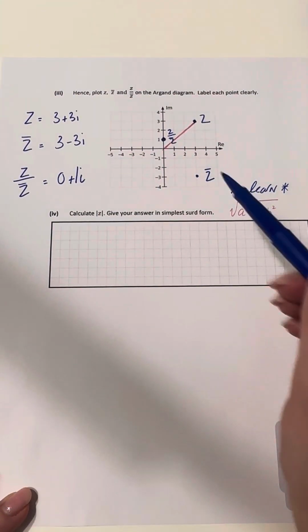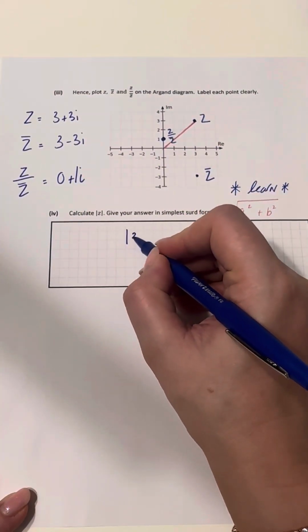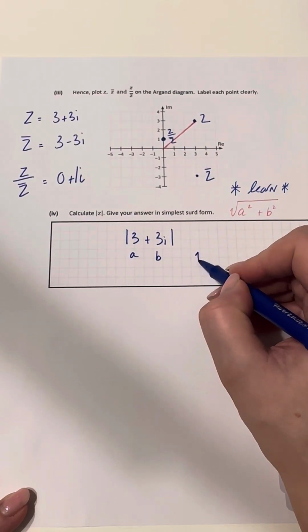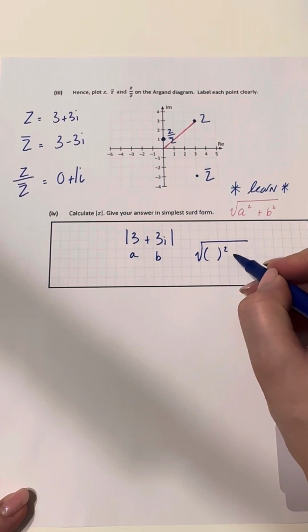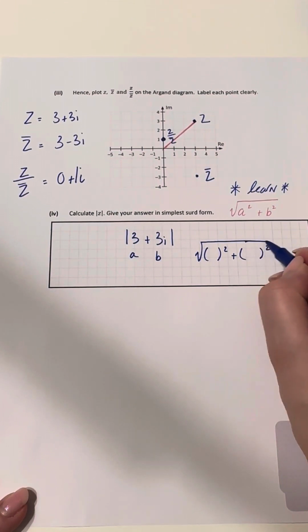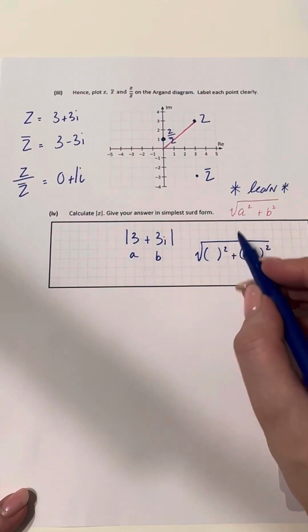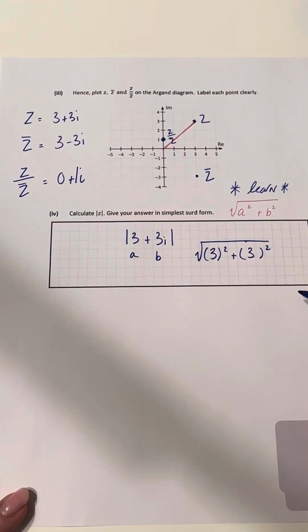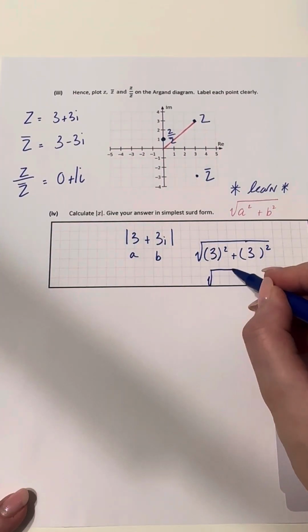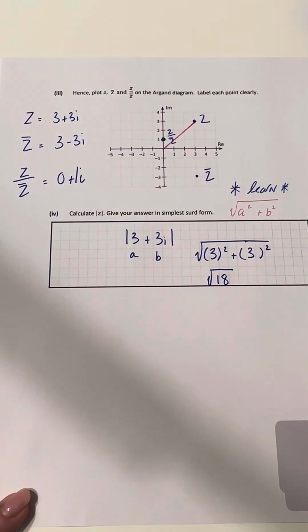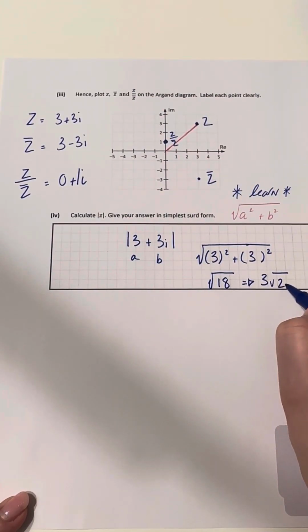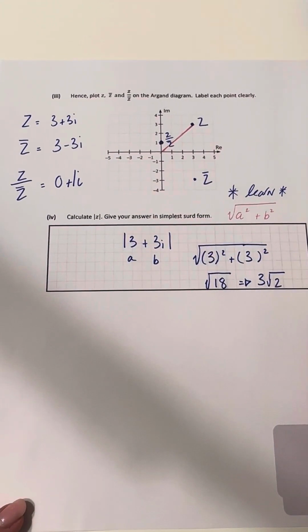So we're going to take that 3 plus 3i, label them a and b. Instead of a, you're going to fill in 3, and instead of b, you're going to fill in 3. You don't need to put the i in. That will be the root of 18. Your calculator will handle that for you. When you pop it into your calculator, you get 3 root 2. And that's that done, guys.